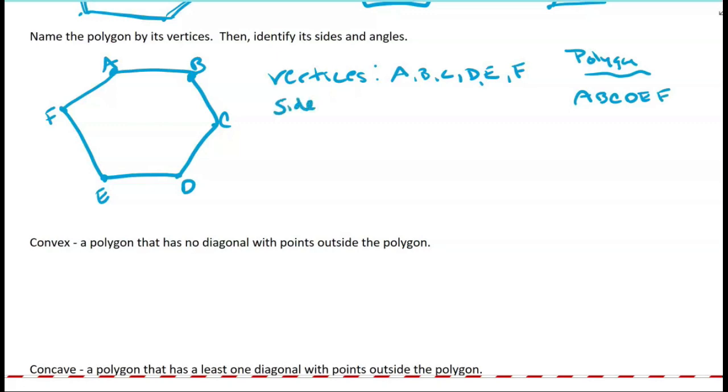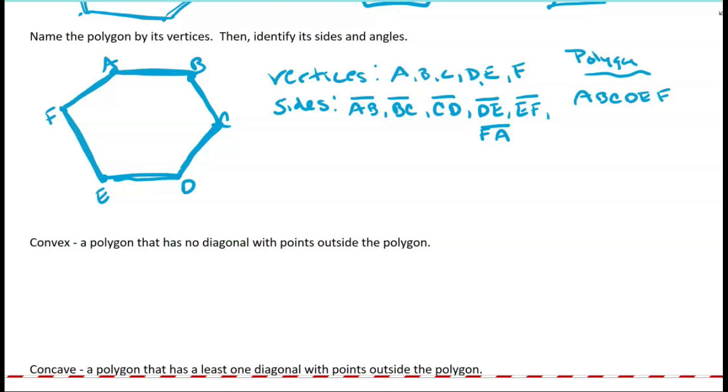And then just as a good review, can you name the sides? So just be systematic so you don't lose a side. So that would be side AB, side BC, CD, DE, EF, and then FA. Now, technically, we would put the bar for the segments over this. I'm not overly concerned with that when we're dealing with polygons. It's probably a good practice to do it, but I won't necessarily mark you off on a quiz or test at this point if you forget the bar.